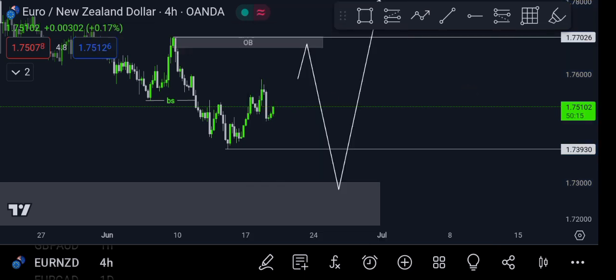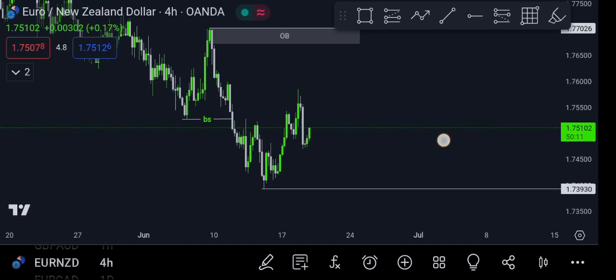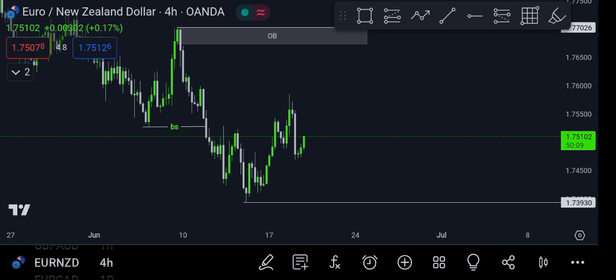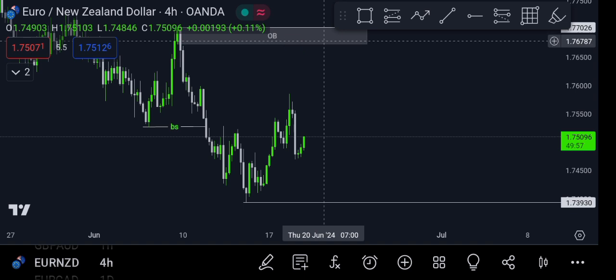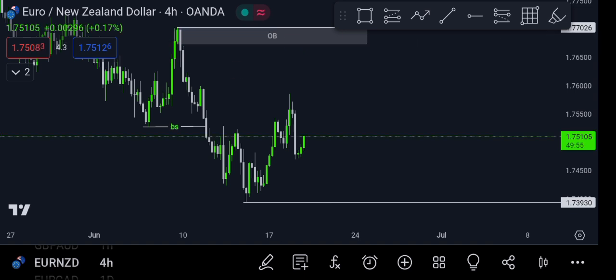So for now, I'm waiting for price to come back to this order block. If price goes back to this order block, that's when I'll be interested in looking for selling opportunities to our daily order block below. But if price does retrace back to this order block here, I won't just enter blindly off the order block, guys. We also need a confirmation for this order block.